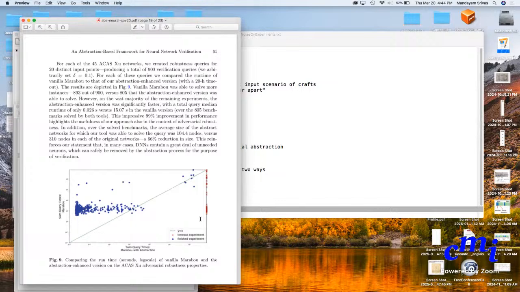It is true that the positive spin on that is that when it completed, it really completed much faster. But why do you think that it did not complete when the original vanilla Marabou did manage to successfully complete? Why do you think that? To me, that immediately was surprising, but then I thought about it, and it is kind of understandable.